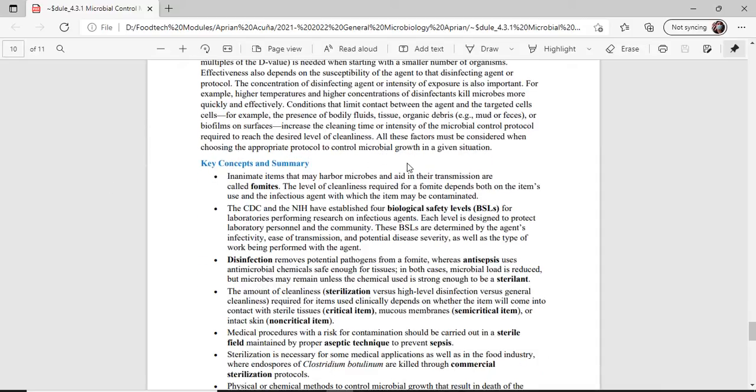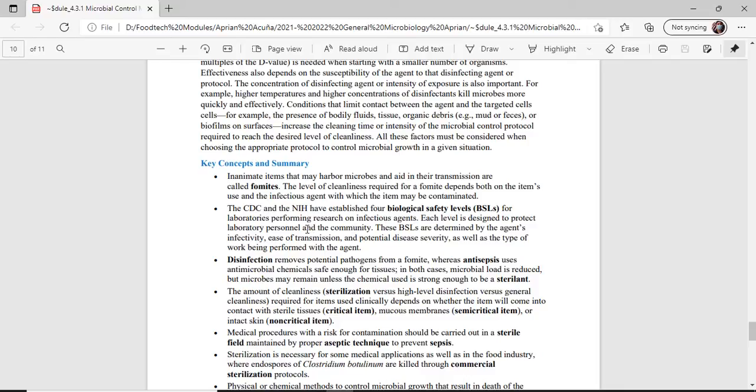So you have here mga key concept and also summary. We have your mga inanimate items that harbor microbes and aid their transmission. These are what you call your fomites. And the level of cleanliness required for your fomites depends on the items used and infectious agents with which the item may be contaminated. The CDC, or Center for Disease Control, and the NIH have established your biosafety levels, or BSLs, for the laboratories performing research on infectious agents.